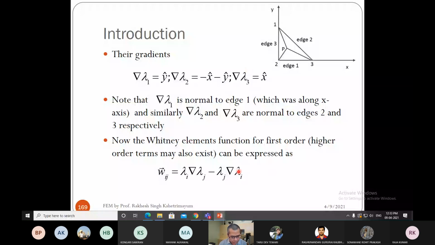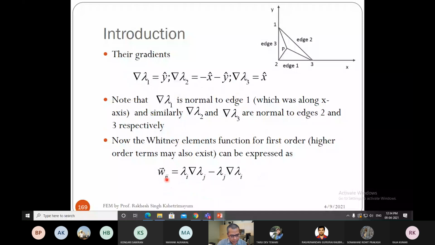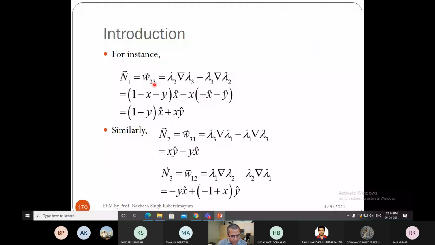The first order element function is basically defined as Wij. It's a vector. Wij is defined as lambda i gradient of lambda j minus lambda j gradient of lambda i. That's how you define this Whitney element function. You know what is lambda i, you know what is gradient of lambda j, so you can plug it in. For example, if I want to find N1, just note that this is Wij, so lambda i, gradient lambda j, minus lambda j, gradient lambda i. So if I want to find N1, then I find W23 of the remaining two nodes, 2 and 3. So N1 is W23.